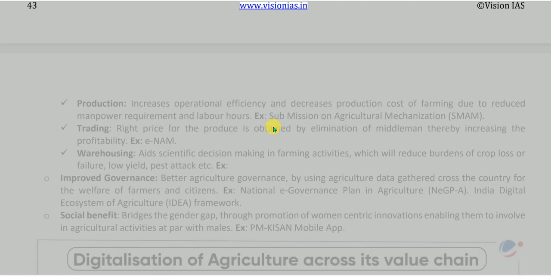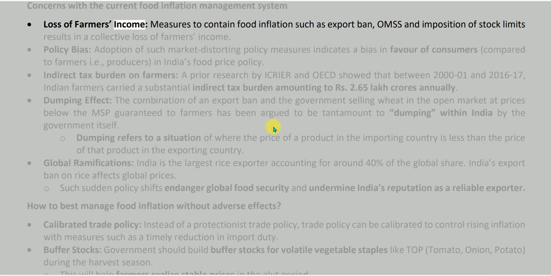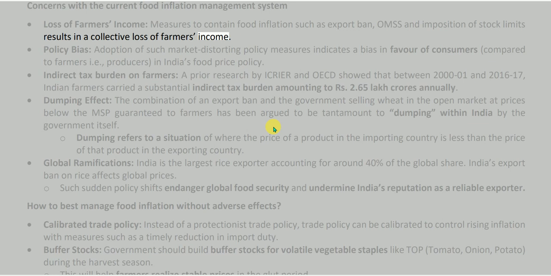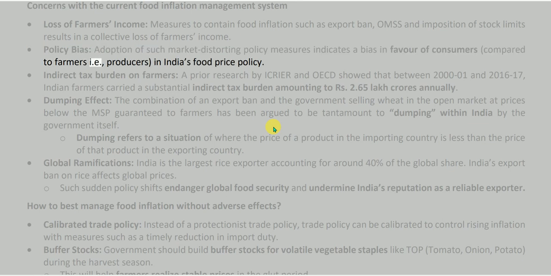Concerns with the current food inflation management system. Loss of farmers' income. Measures to contain food inflation such as export ban, OMSS and imposition of stock limits result in a collective loss of farmers' income. Policy bias. Adoption of such market distorting policy measures indicates a bias in favor of consumers, compared to farmers, i.e., producers, in India's food price policy.